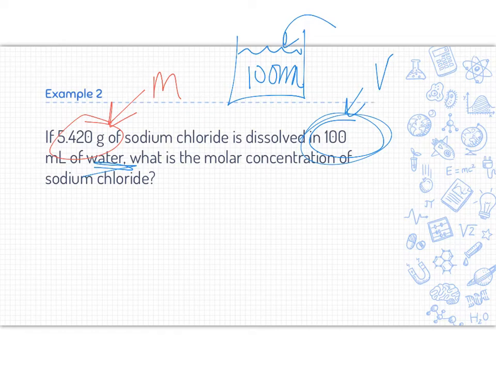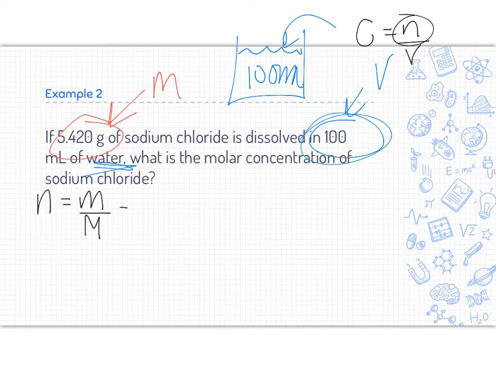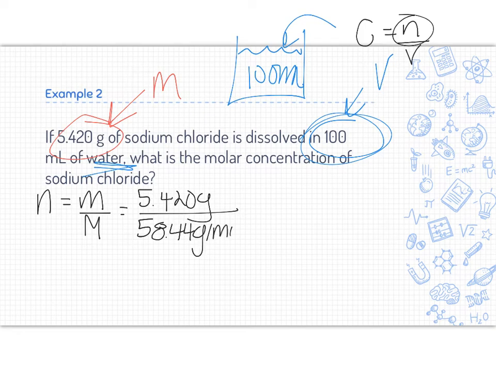Okay, so we have a mass and a volume. We're looking for concentration, which is C equals N over V. And so we need to find moles. Because we have mass, we can use our molar mass to find moles first. So N is equal to little m over big M is what we're going to do first. So 5.420 grams divided by the molar mass of sodium chloride, which is 58.44. So we get 0.09274.